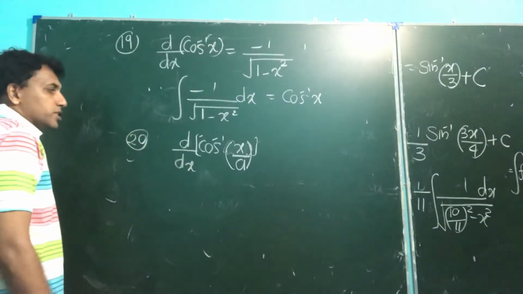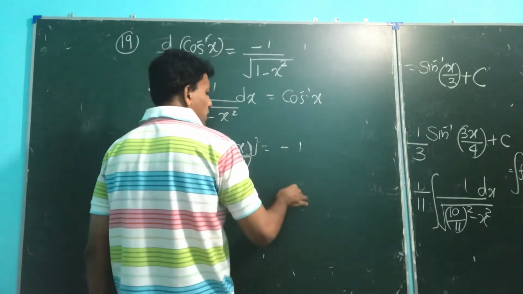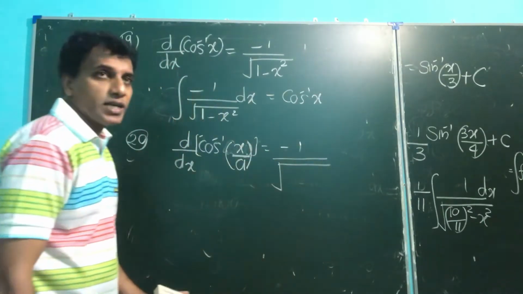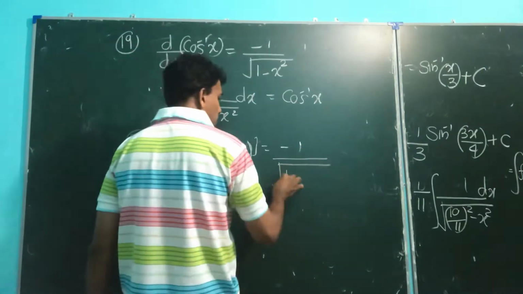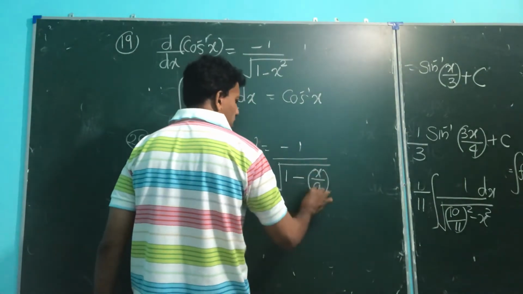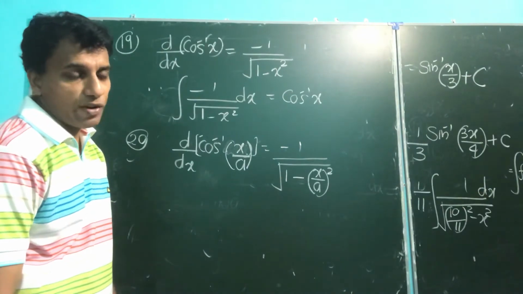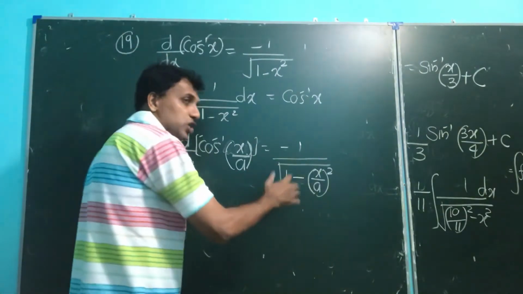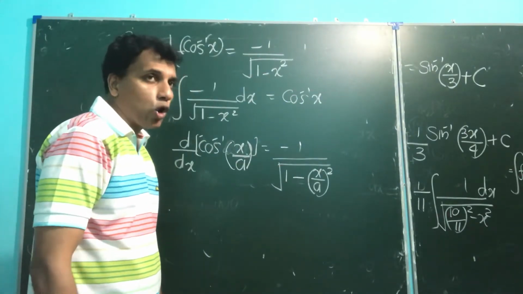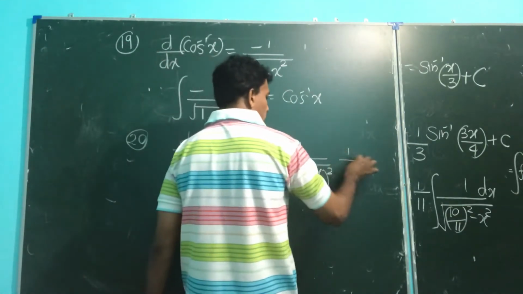So the differentiation of cos inverse is minus 1 over square root of 1 minus (x over a) completely squared. That is the outer cos inverse differentiation. Now the inner function x over a, its differentiation is 1 over a, since the derivative of x is 1. So therefore here it is 1 over a.